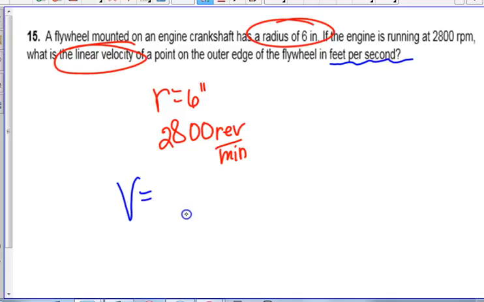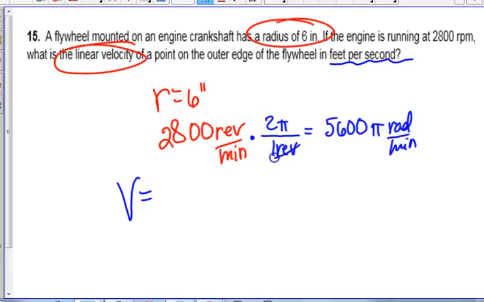How do you find linear velocity? This has to be in radians. Good call. So it's 5,600 pi radians per minute. Then what? Yep, you multiply by the radius. Doesn't matter when you convert it.